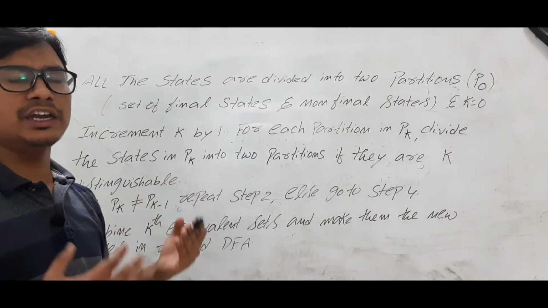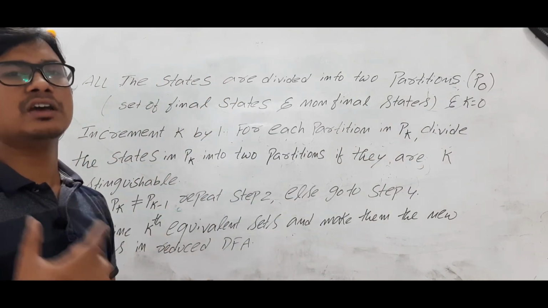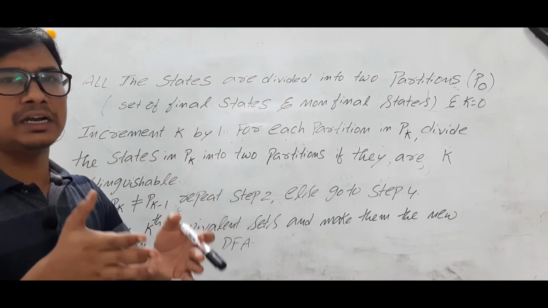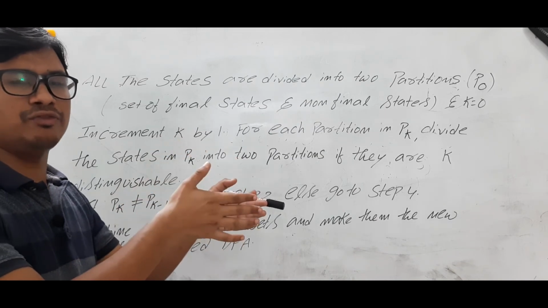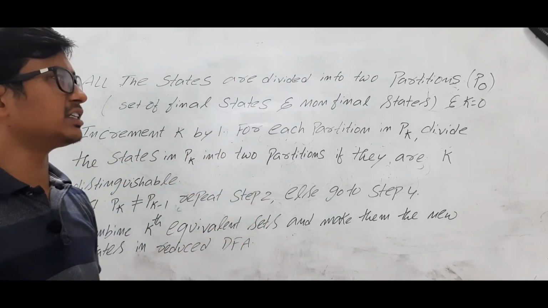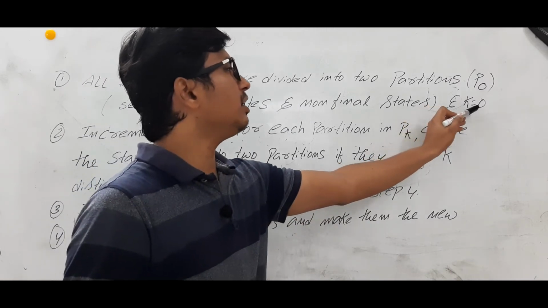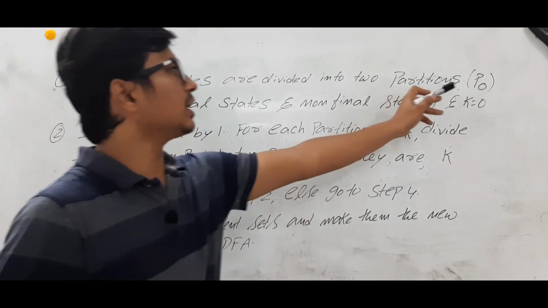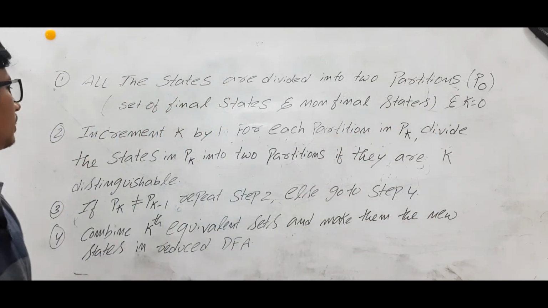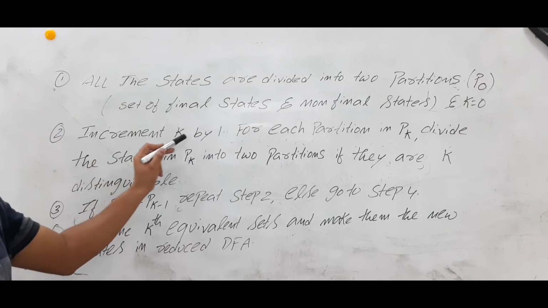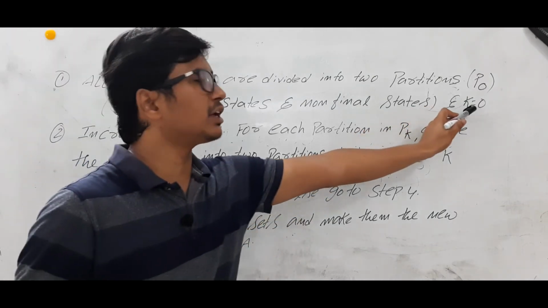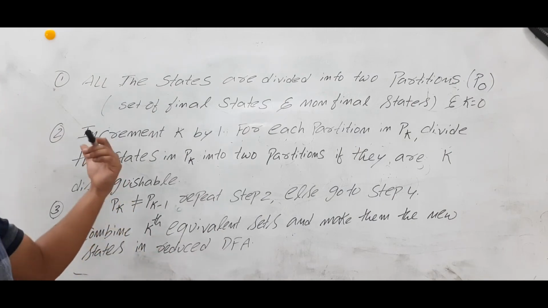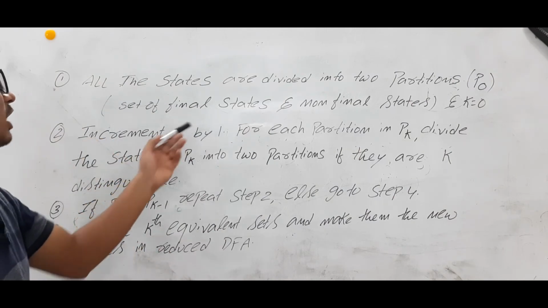So if you consider any DFA, you will have final states and non-final states. This set of states you will divide into two partitions. One consists of the set of non-final states and another one is the set of final states, and assign some k equal to 0. You take some constant k and assign it to 0 so that we can represent it as P0. Now in step 2, increment the k value by 1. Initially you have taken k equal to 0. Now k value will become 1. When you are doing step 2 for the first time, k value will be 1.